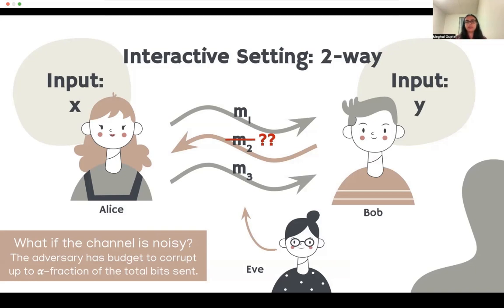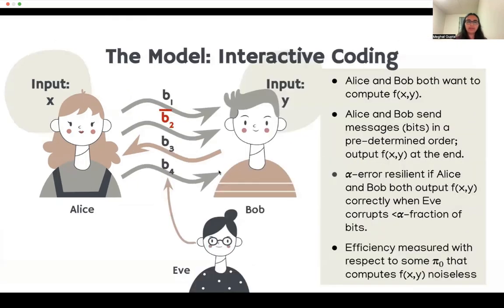So, for example, one thing to be aware of here is that Eve may delete the entirety of message 2, the entirety of M2, but somehow throughout the rest of the protocol, Alice and Bob need to be able to notice that and recover the fact that M2 was corrupted, and they need to learn what M2 was anyway. So let's define it a little bit more formally, maybe then it'll be clearer.